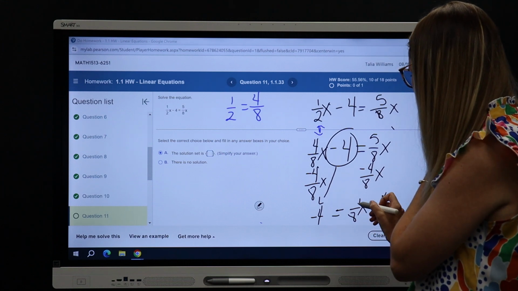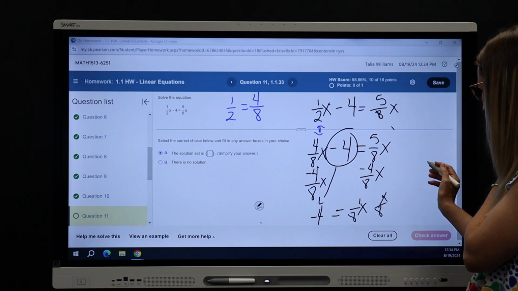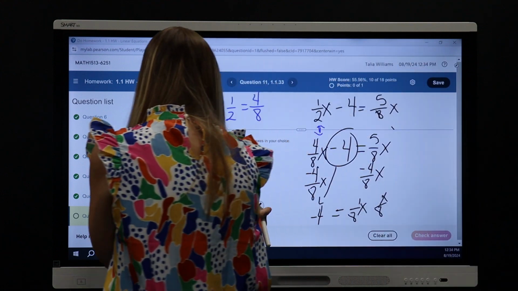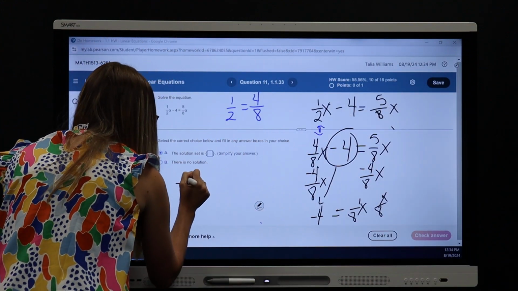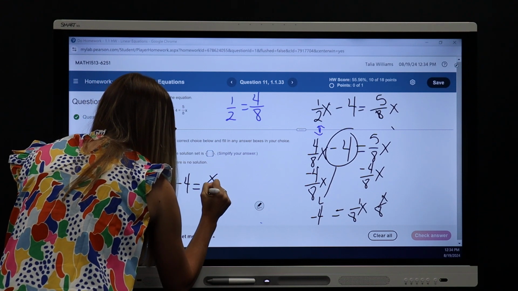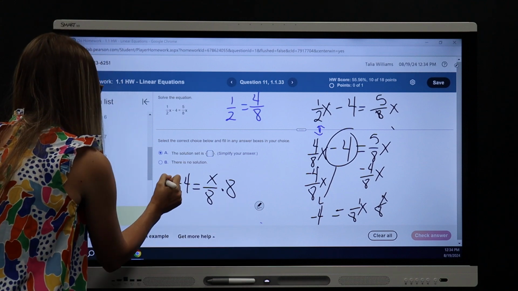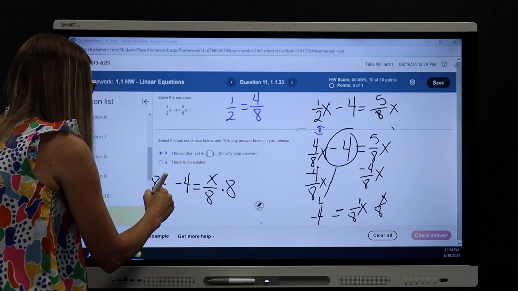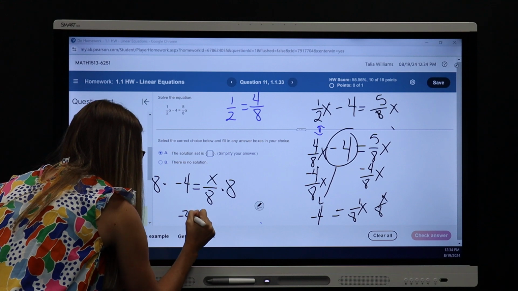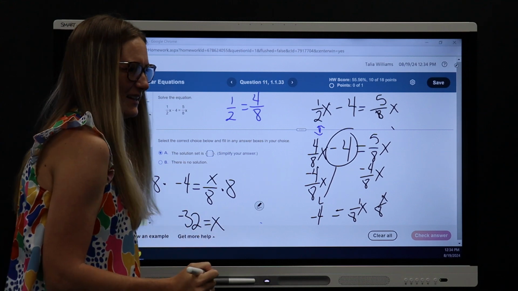So I'm going to do 8 times negative 4. So right now I have negative 4 equals x over 8. So the opposite of dividing is multiplying. So we're going to multiply negative 4 by 8, which is going to be negative 32 equals x.